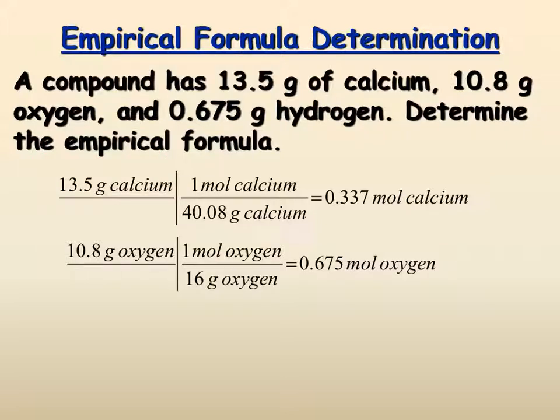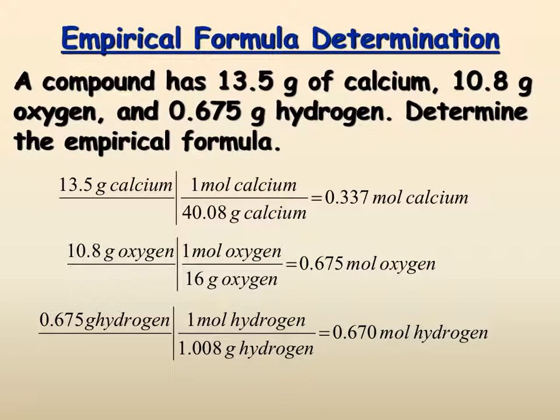Okay, so 10.8 grams of oxygen divided by 16 grams of oxygen in the molar mass gives you 0.675 moles. And 0.675 grams of hydrogen divided by your 1.008 grams of hydrogen gives you 0.670 moles. Okay, so this is all step one, get everything to moles.